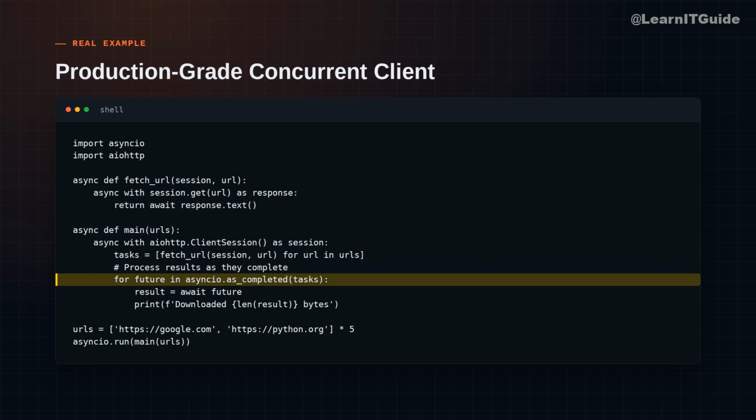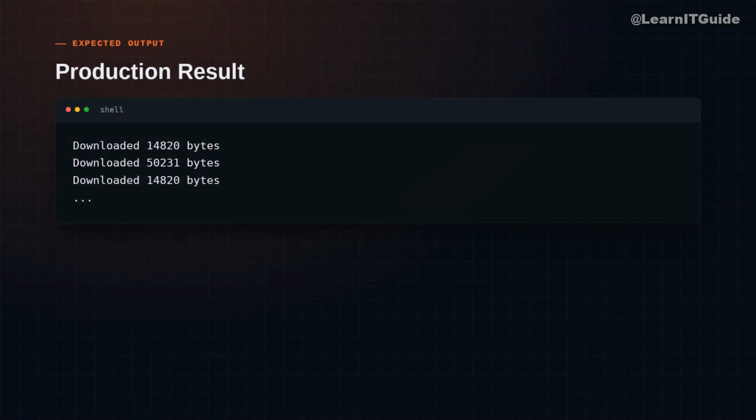This is a pro tip for senior engineers. It allows you to process results the moment they are available, rather than waiting for the entire batch to finish. This reduces the latency of your pipeline significantly when dealing with large volumes of data. You will see the download sizes printing as the requests finish. Because we used as_completed, your application stays responsive even if one of the URLs is slow to respond. This is how you handle thousands of requests per minute without crashing your service.